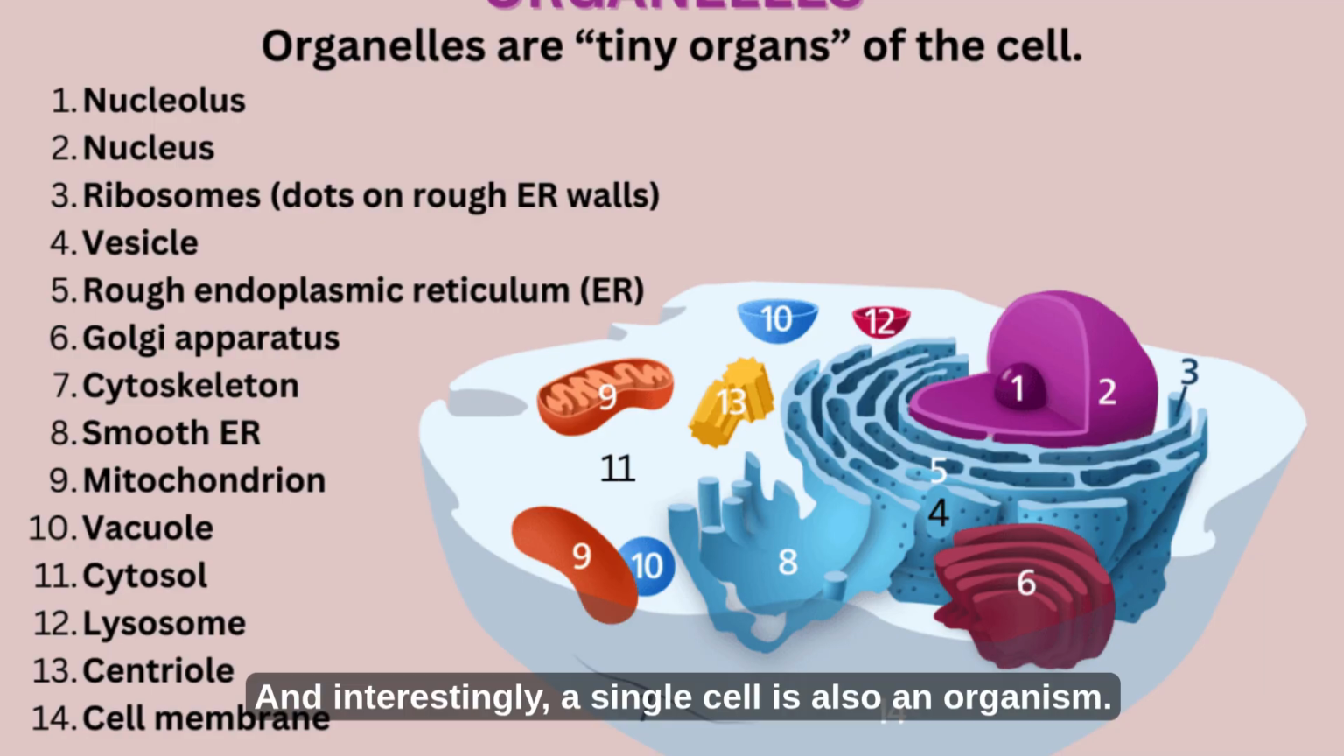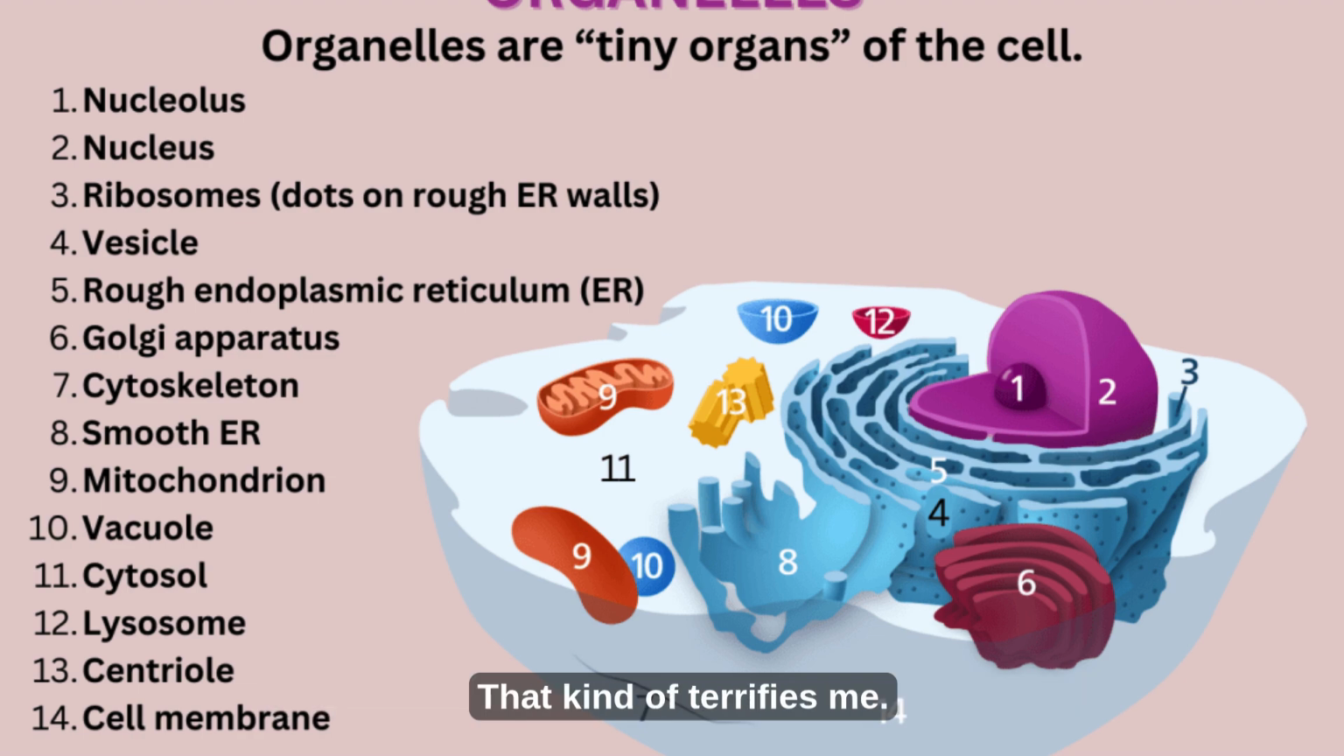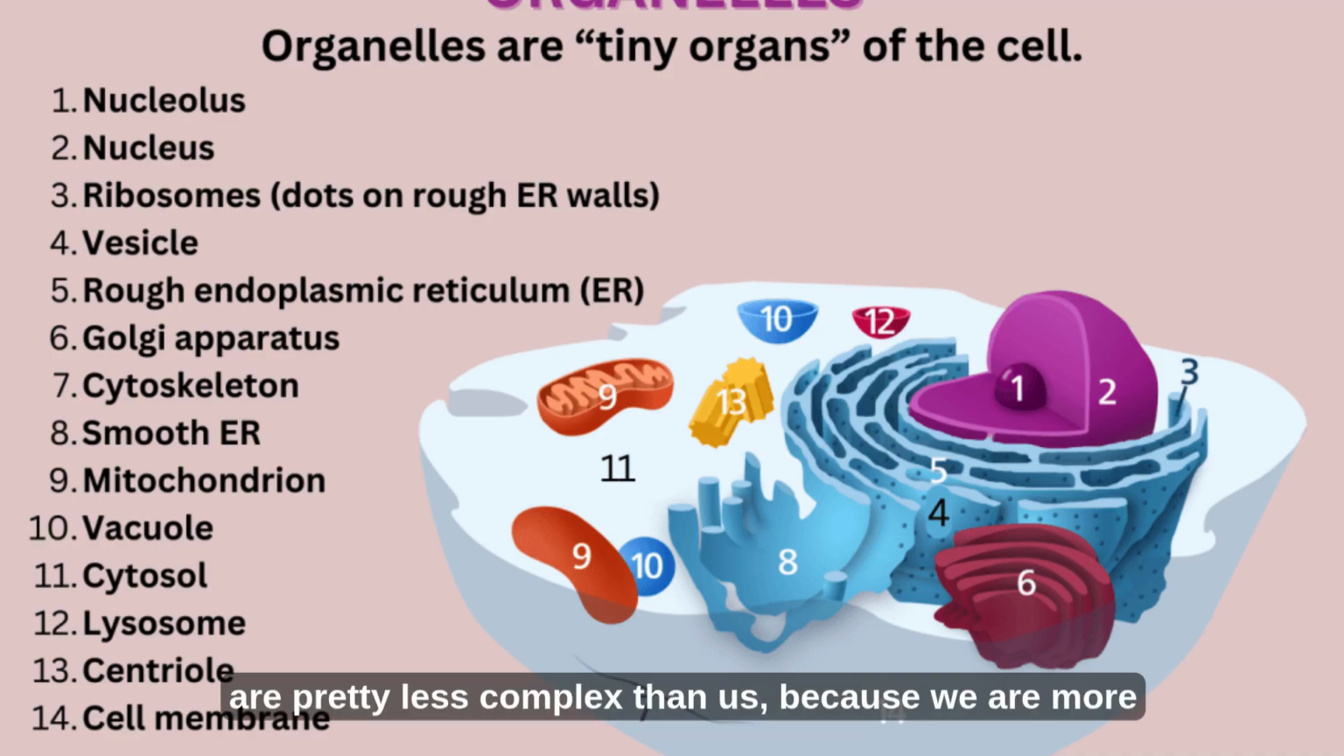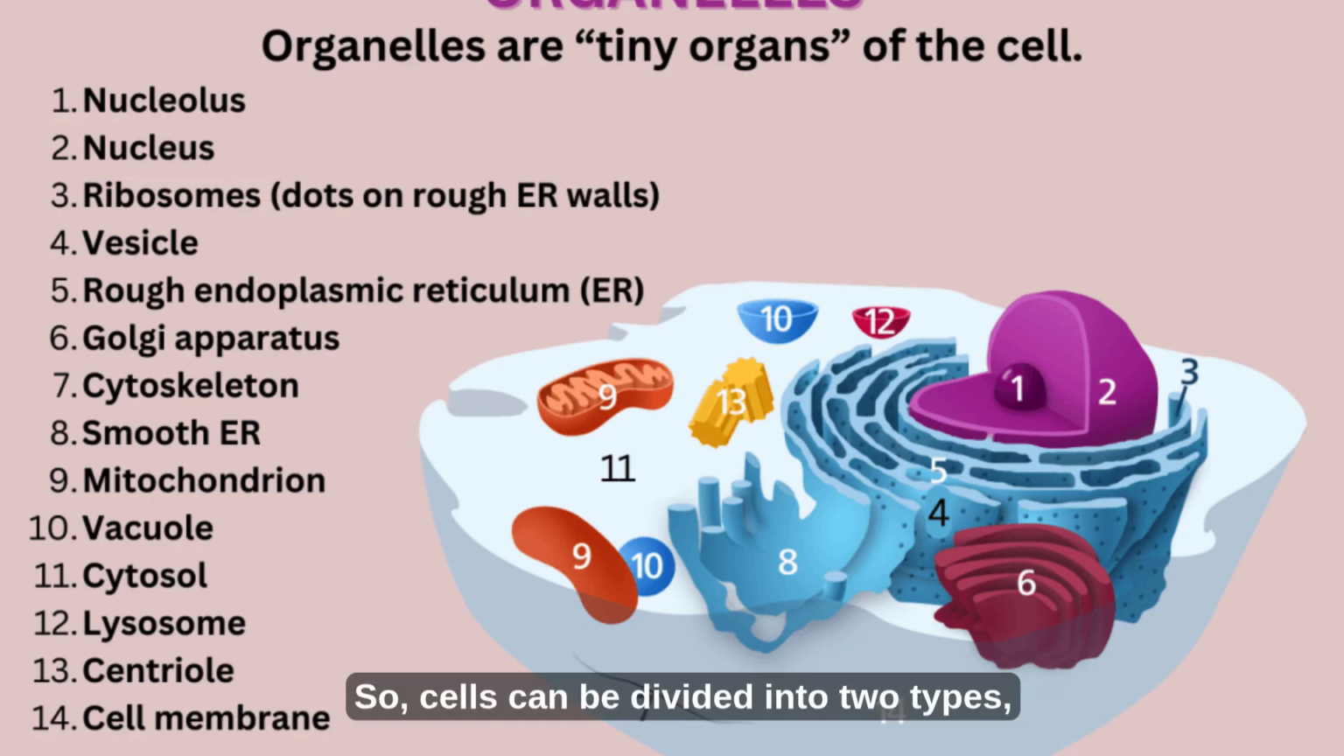And interestingly, a single cell is also an organism. So you can see that we're made of organisms. That kind of terrifies me. But single cell organisms are pretty less complex than us because we are more complex and therefore we contain more cells than them. So cells can be divided into two types, eukaryotic and prokaryotic.